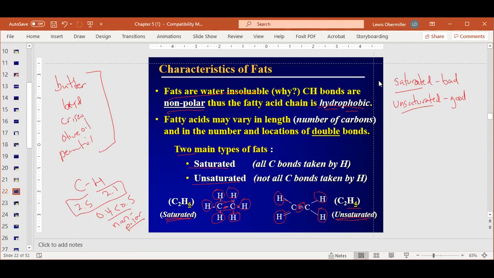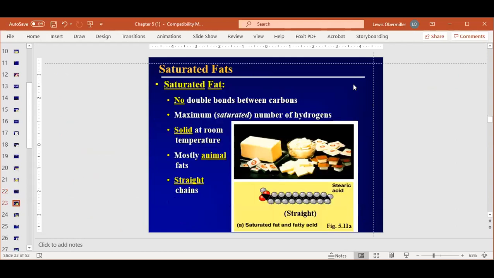All right, so what's the big deal and the difference between these two? Saturated fats are usually solid at room temperature. So think of butter, margarine, lard, things like that. Those are saturated fats. Usually these come from animals.